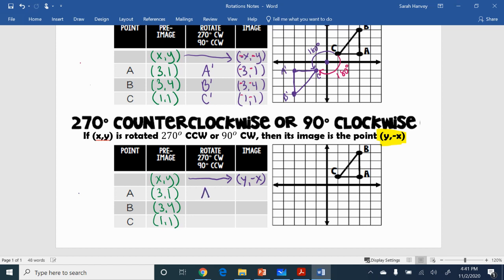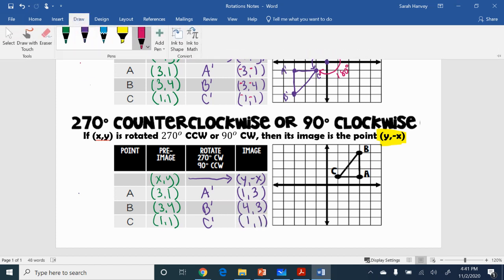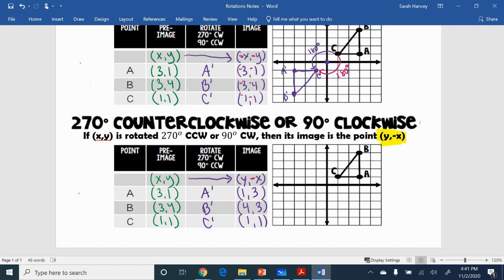All right, so A prime, B prime, C prime. We're going to switch our X and our Y. So I'm going to write 1, 3, 4, 3, 1, 1. But this time we're going to make the X the opposite because we know we have to be in this quadrant over here, and that's where it's positive, negative.